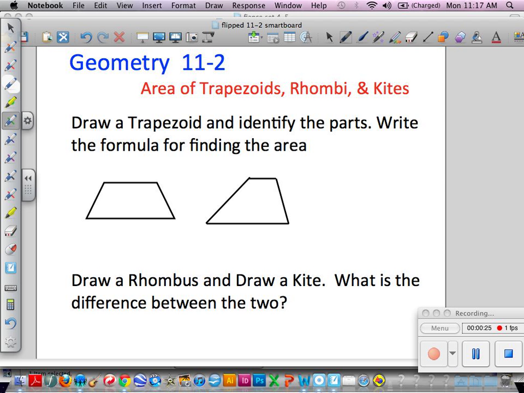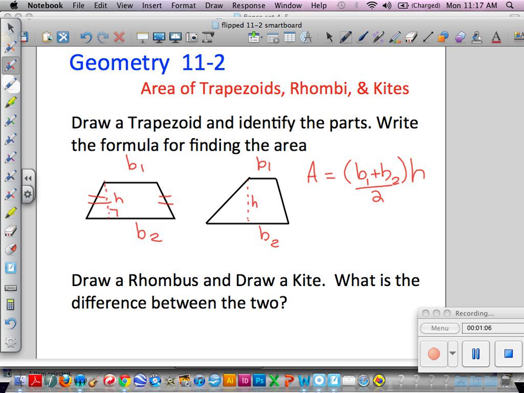My first one is an isosceles trapezoid, where I have two sides equal. The parts are base 1 and base 2, and then my height is going to be perpendicular to my bases. In my second one, I do not have an isosceles trapezoid, but you still have the same parts: base 1, base 2, and the height. To find the area of a trapezoid, you take your bases, add them together, divide by 2, and then multiply it times the height.